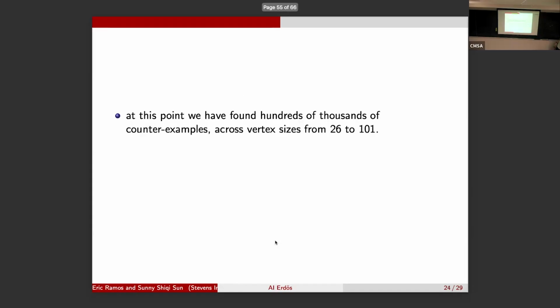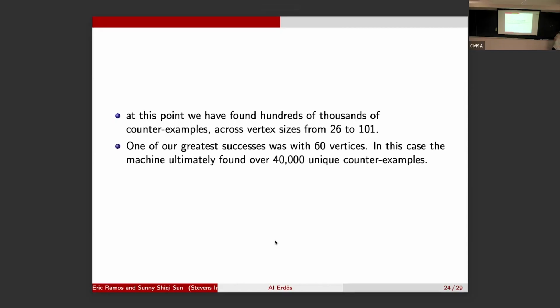Okay, so at this point, once we got onto the supercomputing clusters, we have found hundreds of thousands of counterexamples across vertex sizes 26 to 101. One of our greatest successes was 60 vertices. In this case, the machine ultimately found over 40,000 unique counterexamples. You also checked the Erdos conjecture on all of these? Yes. And all of them are still good with Erdos.